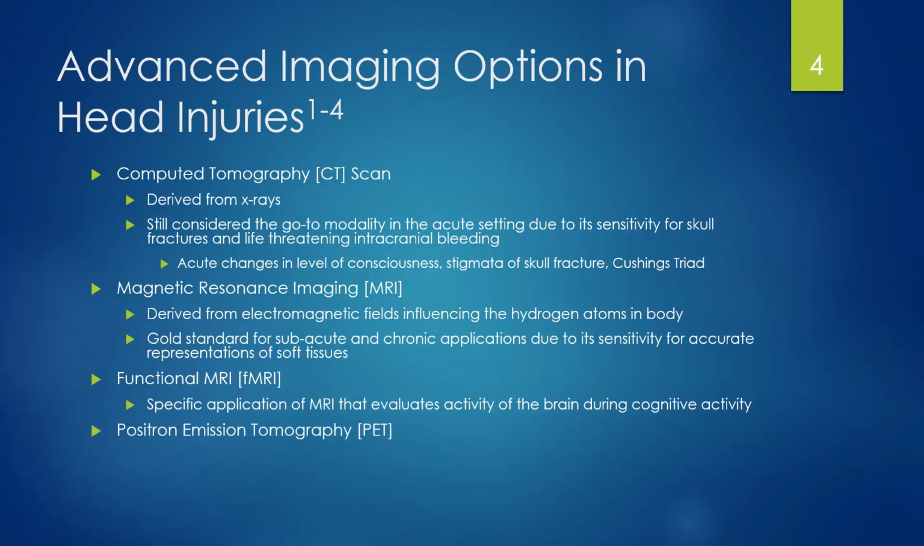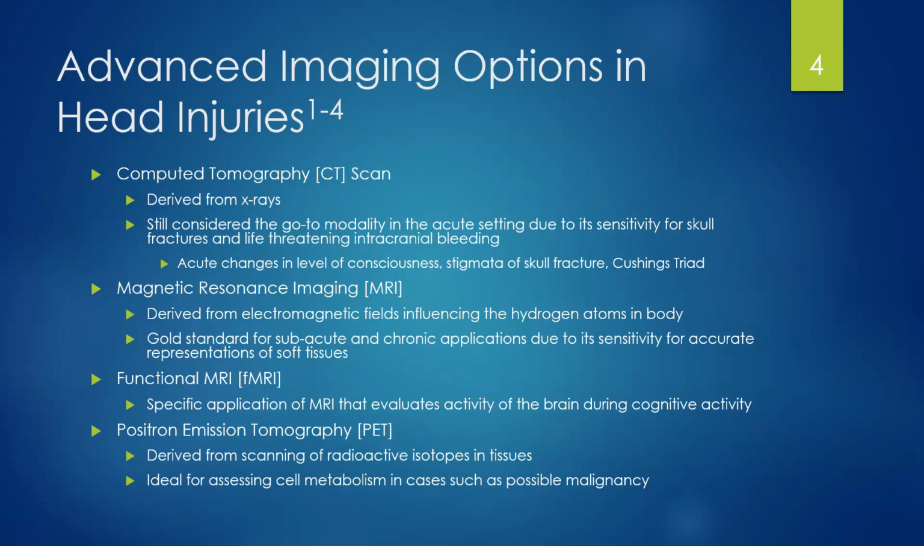The last advanced option we have in head injuries is a PET scan, or a PET, and these types of scans use radioisotopes that have been put into the patient's body, usually through IV, and these isotopes tend to settle in various tissues, particularly ones with really high metabolisms, and therefore we can have a better determination of what a cell's doing, what regions of the brain are doing certain things, and these are really great for finding things like malignancies and tumors.